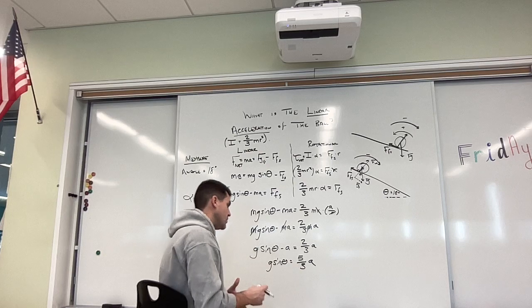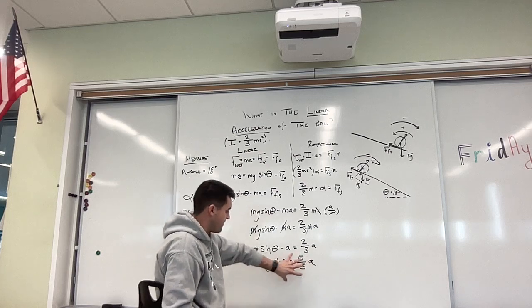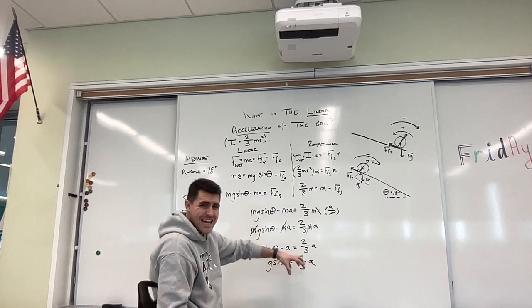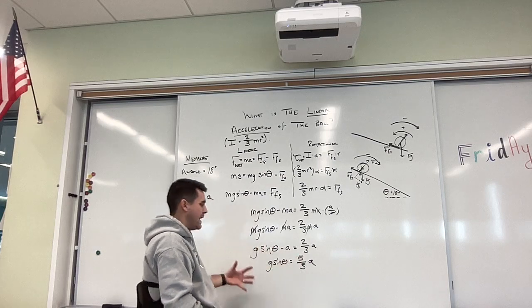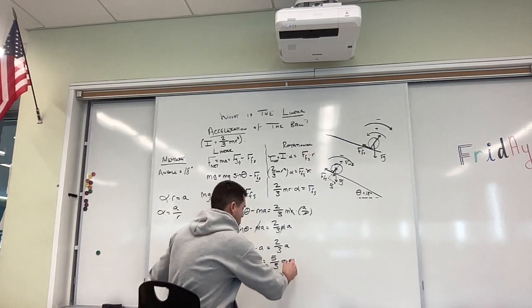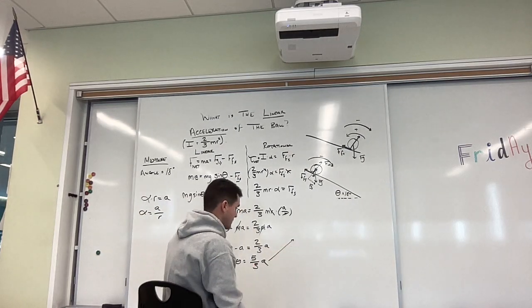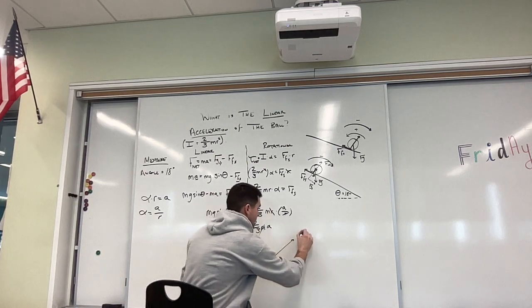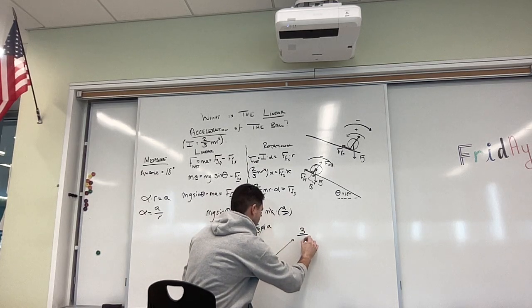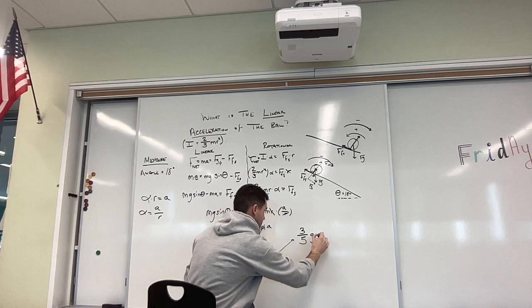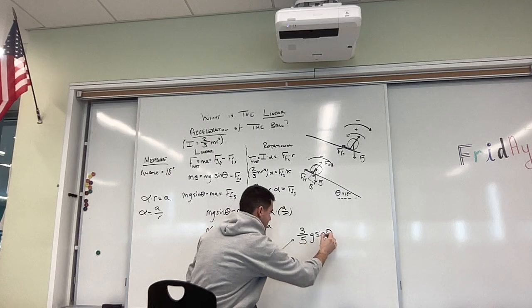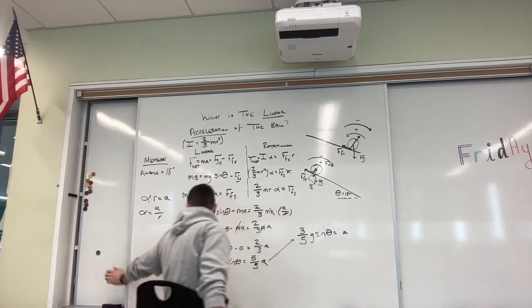As I algebraically do this, I'm going to go ahead and bring 5/3 to this side. I do that by taking the reciprocal. I multiply by the reciprocal. I'm going to move over this way now, so I'm not writing too low on the board. I get 3/5 g sine theta is equal to a.